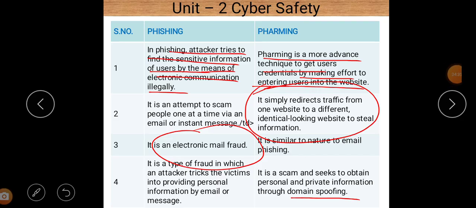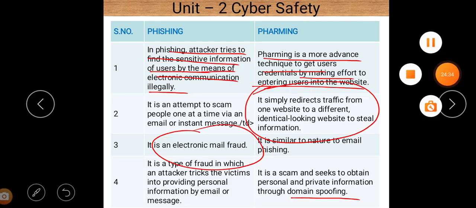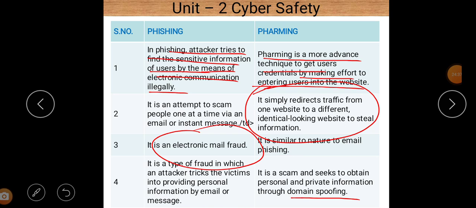Now we can see that phishing is the process of collecting your personal information through emails or websites claiming to be legitimate. This information can include username, password, credit card numbers, social security numbers, or Aadhaar numbers, etc.